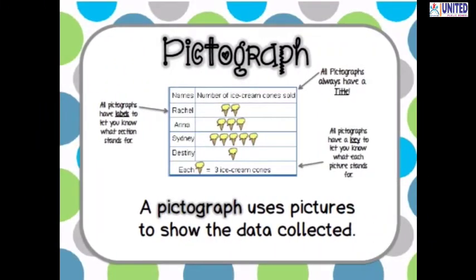Let us see. Before drawing a pictograph, you have to remember some points. First one is the label. In every pictograph, you have to give the label that lets you know what the section stands for. Now the next is title. All pictographs always have a title. So in that title column, you have to draw the pictures or show the symbols.